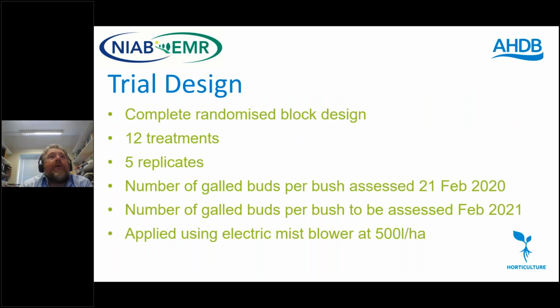So again, we did a complete randomized block design, but this time with 12 treatments. We had 5 replicates, and we counted the number of gall buds on each bush in February last year, and we will count them again as soon as we've lost the snow. Again, our products were all applied with our electric mist blower at 500 litres per hectare.